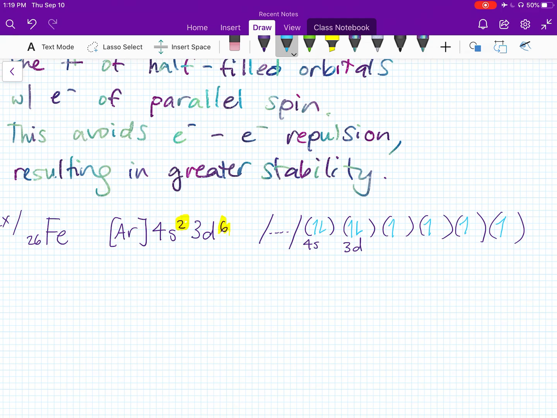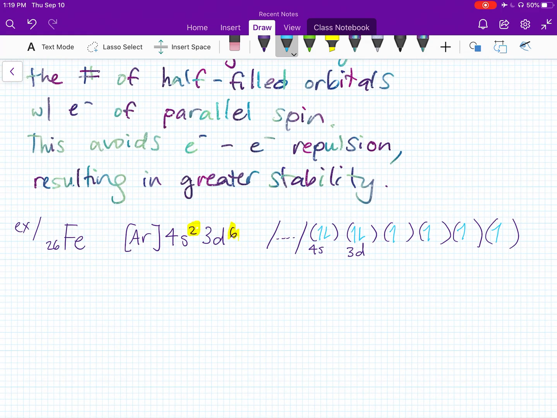So the rule of thumb when you're doing these orbital diagrams, in order to obey Hund's rule, is that you want to fill half the orbitals first in the sublevel. Then you want to pair up the leftovers.